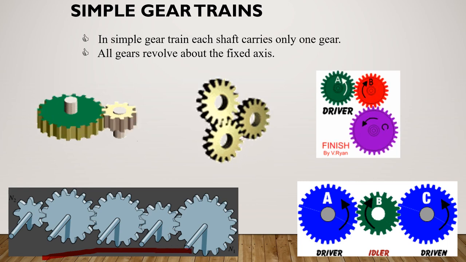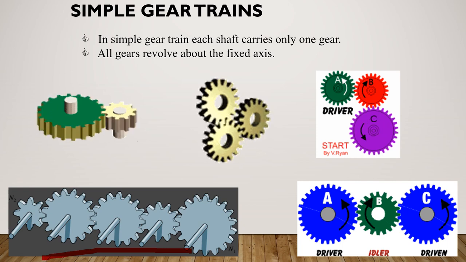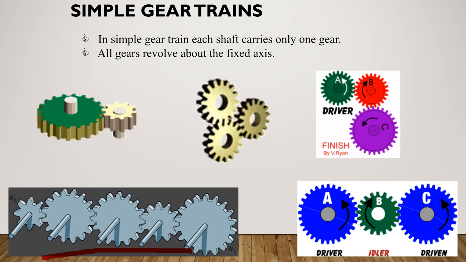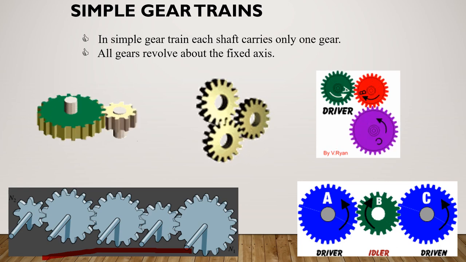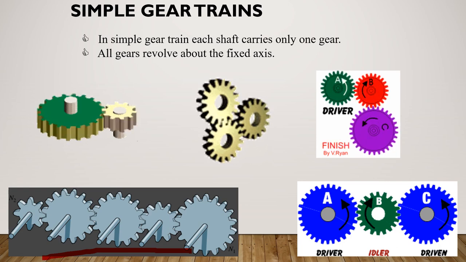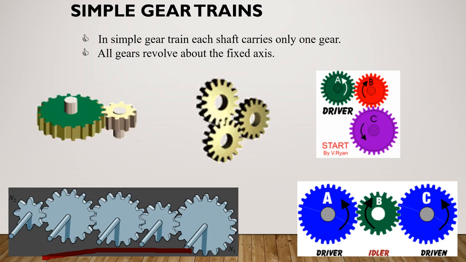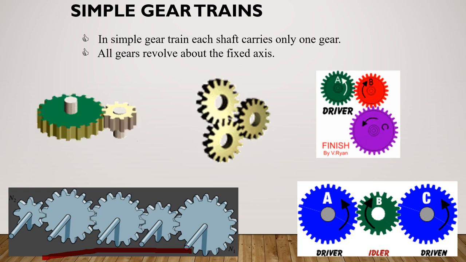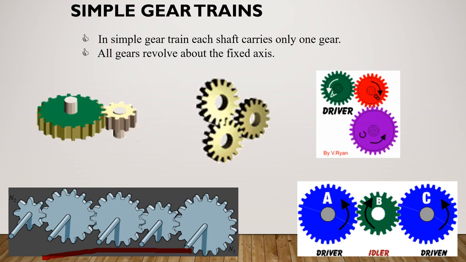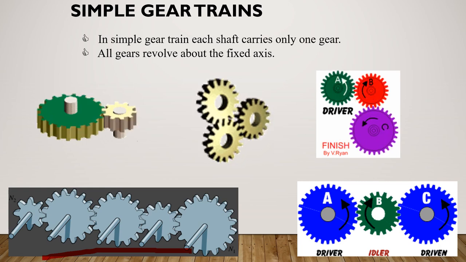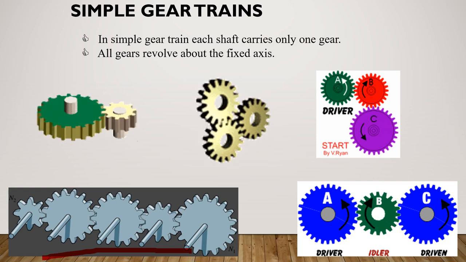In this image, you can see there are different shafts, 1, 2, 3, 4, 5. Each shaft carries one gear at a time, and they are in mesh. So this is how the simple gear train looks. You can see all these images: each shaft with one gear. If you see this type of arrangement, then we call that a simple gear train.